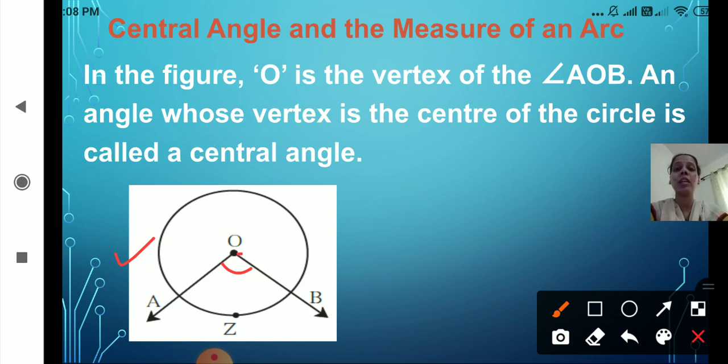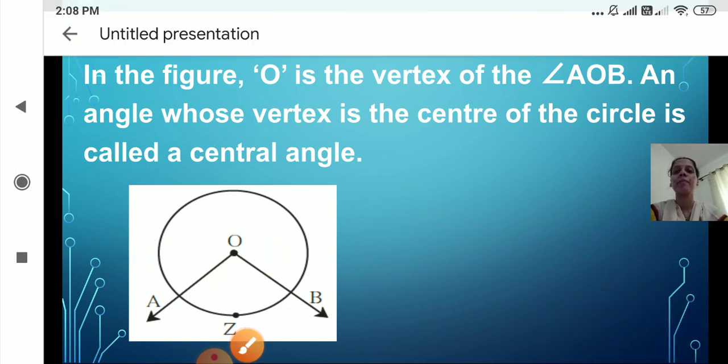Now which is the center of the circle? Yes, point O is the center of the circle. So the point O is the vertex of angle AOB, and an angle whose vertex is the center of the circle is called the central angle. So which is the central angle here? Angle AOB is the central angle, because O is the vertex of angle AOB and this is also the center of the circle. So this angle AOB is called a central angle.